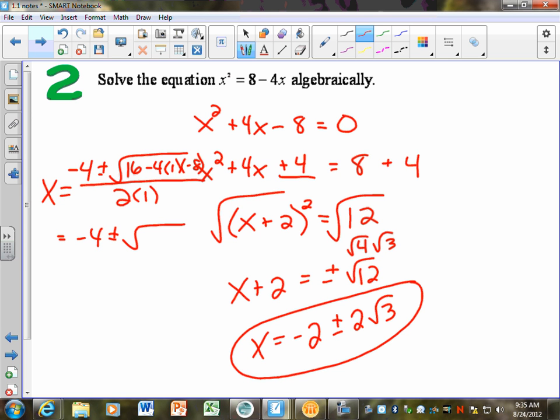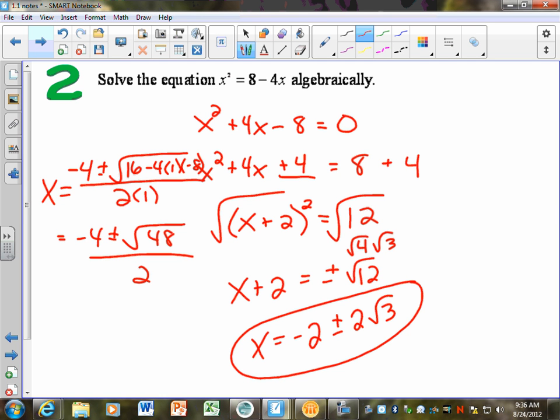That's going to be a positive 32. So 32 plus 16, is that 48 under there? Did you get that? Yeah. What can we take out of 48? 16? Does 16 go under 48?